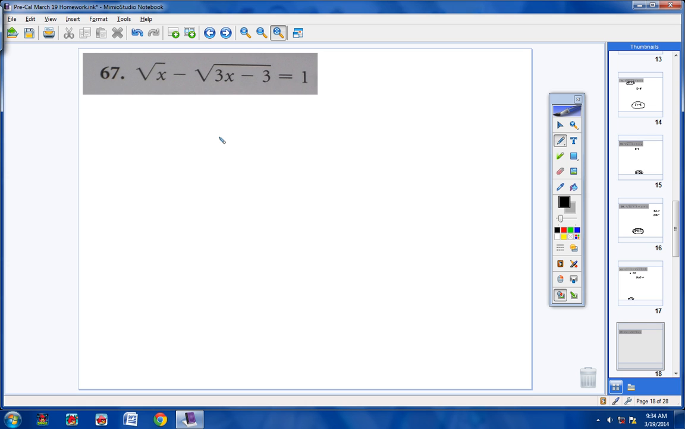Okay, same type of problem here again. I'm going to bring this negative radical over to the other side, and I'm going to make it positive because I have to get one radical by itself. You can either get this radical here by itself, or you can get this radical here by itself. I'm choosing to get this radical right here all by itself. Either way is fine. So I'm left with the square root of x equals 1 plus the square root of 3x minus 3. Okay, now I'm going to raise this square root to the second power, but I must raise this side to the second power.